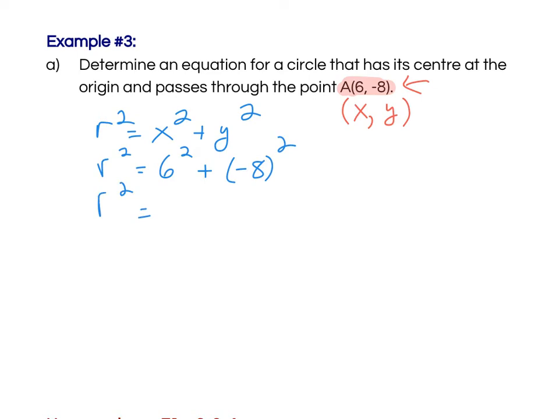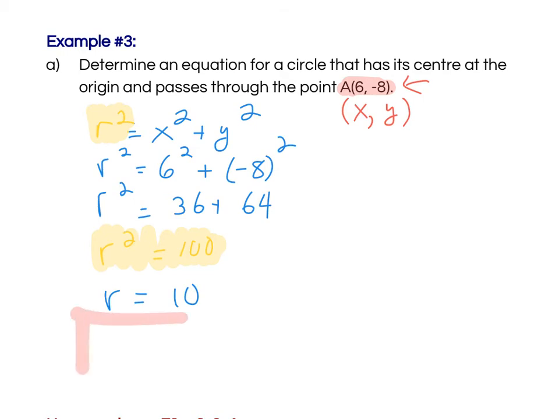And now I'm just going to clean this up. And I get that r squared is equal to 100. Right? And so now I could go ahead and say, okay, well, that means that r is going to be the square root of 100, which I know is 10. But remember that my formula actually asks for r squared. So I don't really need to figure out what the square root is. I know that it's going to be 10, but I need the 100 to sub into my equation. And so I can go ahead now and finally get the equation of my circle.